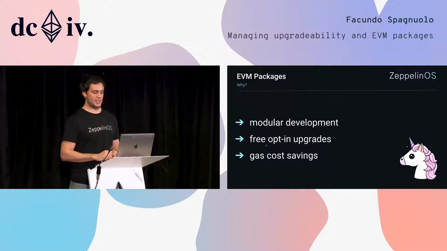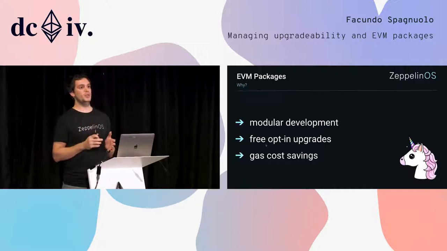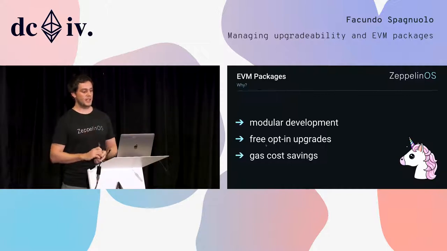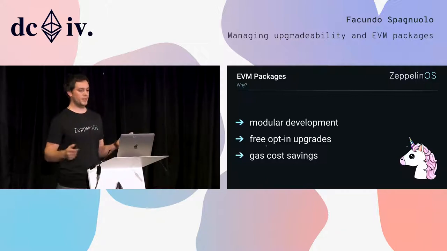So why do we need EVM packages? We do think that this is a way to encourage modular development. You can start focusing on what you do best and start reusing the work that your colleagues have done. So we just don't need to build everything if we want to build something. We can start reusing some code that is already deployed on chain.